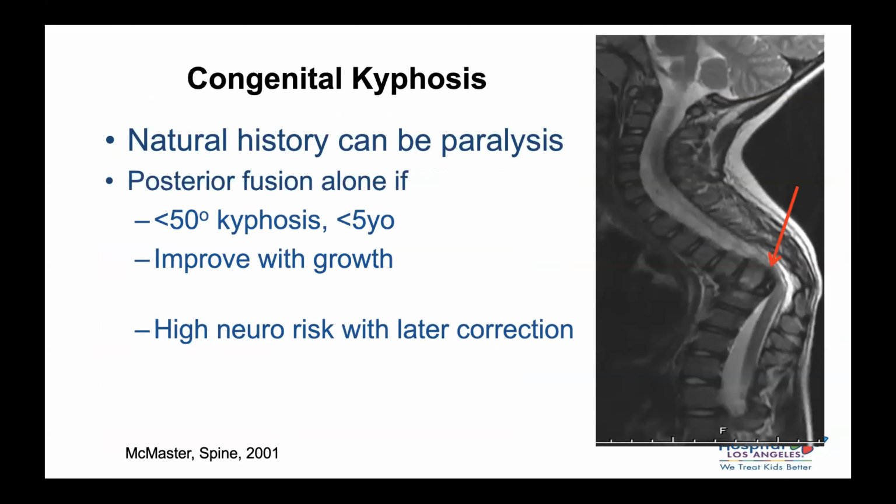And last topic is congenital kyphosis. The natural history can be paralysis if this is progressive. If you're lucky, you catch this early, you can do a posterior only fusion for less than 50 degrees of kyphosis in a patient less than 5 years of age, and it should grow straighter over time. If it gets to this point, it's a very high nerve risk, and generally some type of an anterior resection is needed, whether you're doing it from the back or the front.